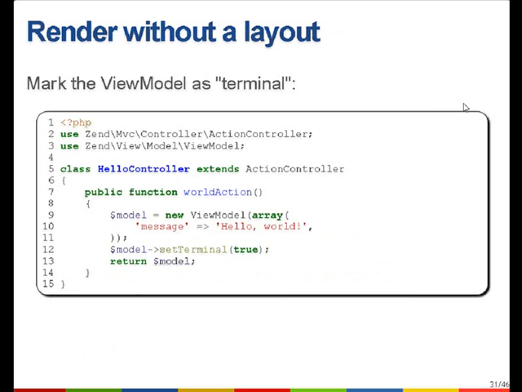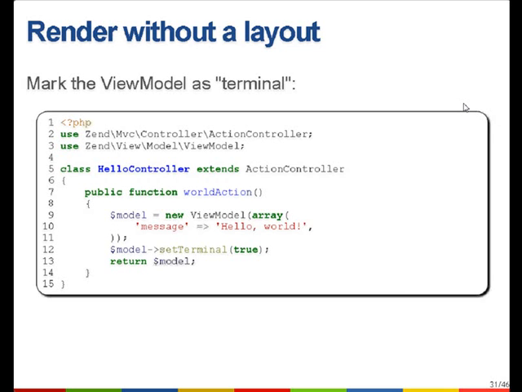You can also render without a layout. What's interesting here is, for instance, you may want to have a snippet of content. A really good example here is when you're doing an XML HTTP request from JavaScript. You may want to actually just have a snippet of content, so you don't want the layout at that point. So what you do here is you take the view model and you mark it as terminal. And what you're saying here is, I want this to be the new root node for rendering.